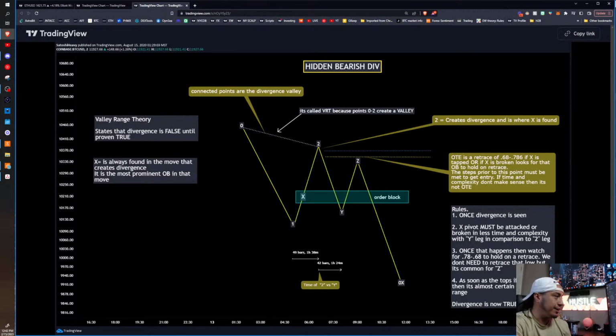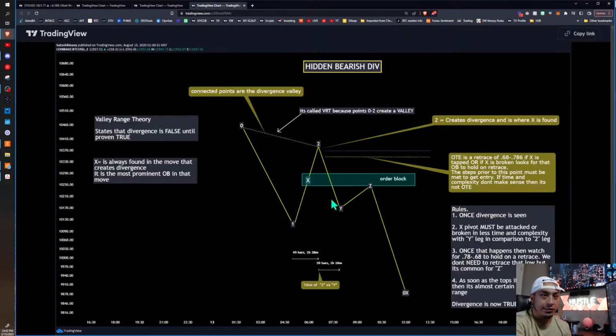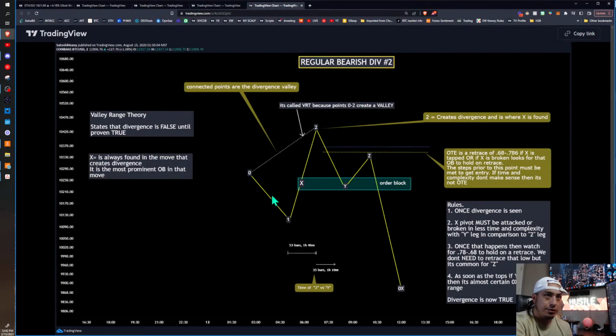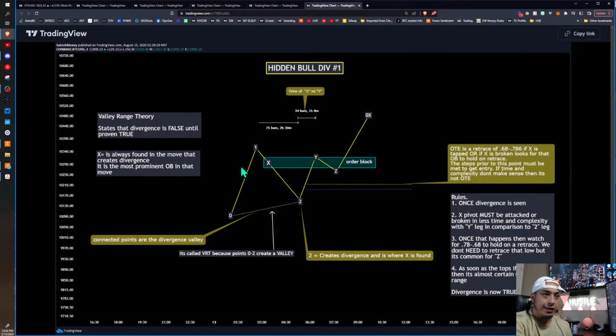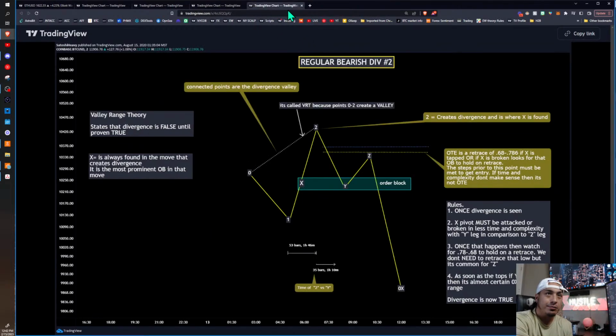And here's signifying the version where it stayed below the order block. And here's hidden bullish or regular bearish. Regular bearish doing the same thing. It's all the same thing over and over again. Here's hidden bull. It's always the same thing.